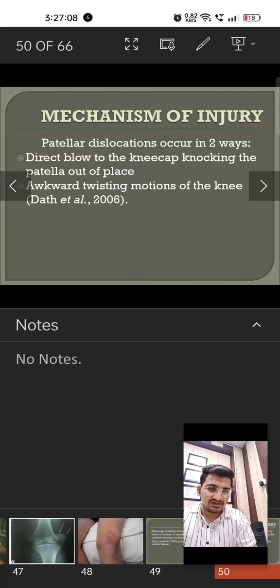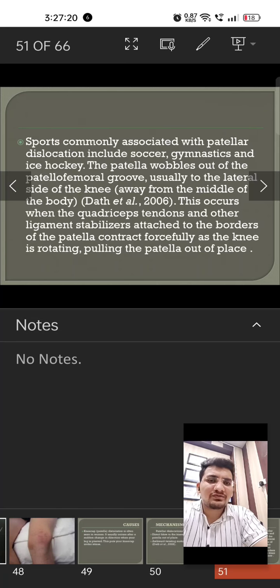Any upward twisting will lead to patellar dislocation, or if any direct blow, injury or trauma occurs, it will lead to subluxation, dislocations, and also fractures. Okay, so let's move forward.